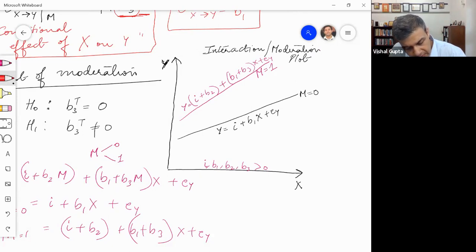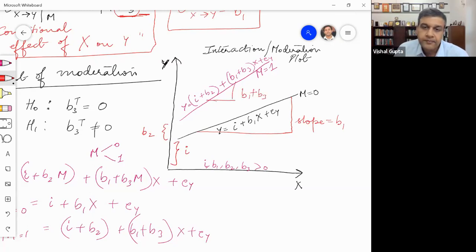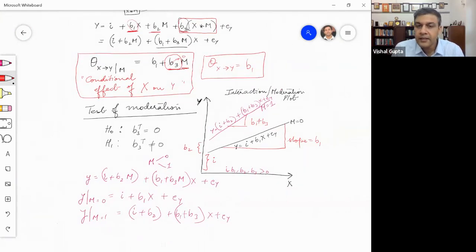So this is your constant I, the difference between the two lines is going to be b2. The slope of this line is b1, and the slope of this line is b1 plus b3. So you will have to show, and the visual test of moderation is that the two lines diverge or converge. They are not parallel. They should not be parallel. If they are parallel, then it means that this term is zero. This term is not significant, and therefore the lines are parallel to each other.